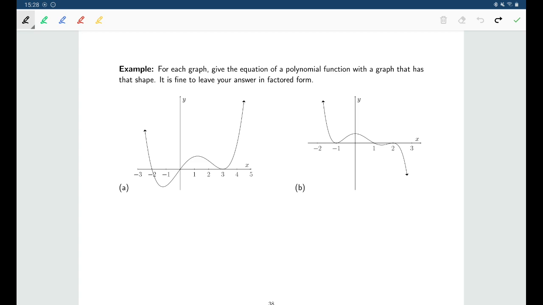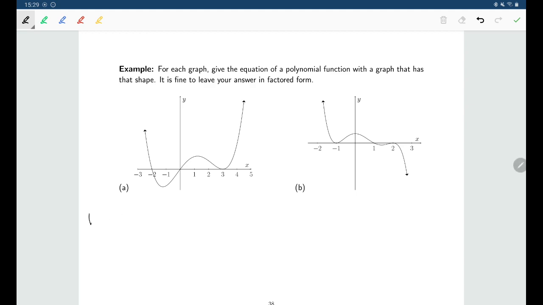And by this kind of a shape, I mean, for example, for A, that the end behavior is going up on the far left and on the far right, and that it has zeros at -2, 0, and 3, that at 2 of those x-intercepts you're crossing, and at 1 of the x-intercepts you're touching. So I want us to be able to put all of those facts together and then come up with a reasonable polynomial function that should have that shape.